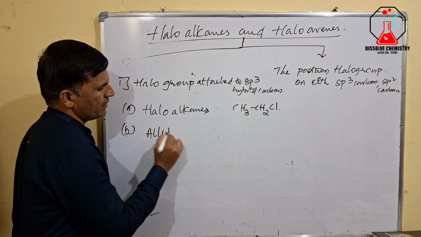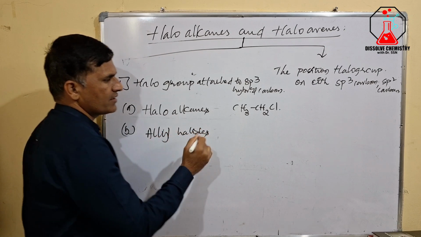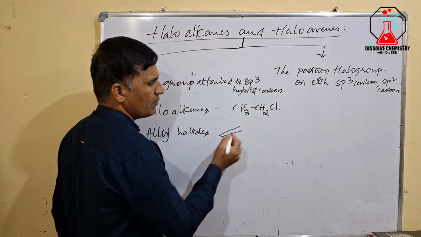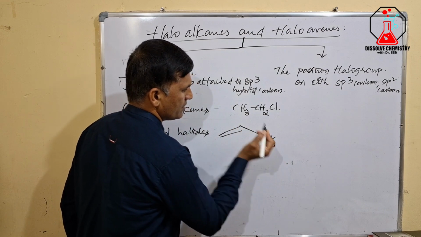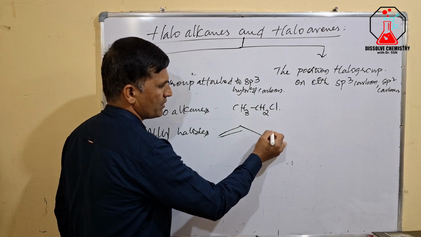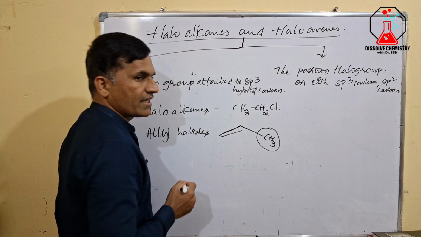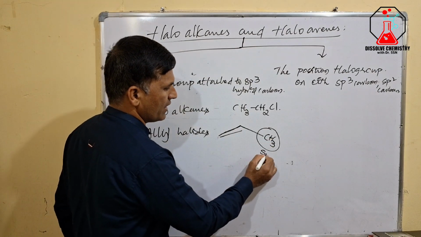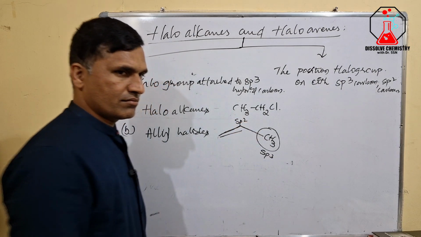allyl halides. First we will understand what is allyl group. See here, carbon-carbon double bond, then the next carbon CH3. We call this allyl group or allyl carbon. The carbon atom which is directly attached to a doubly bonded carbon is called allyl carbon, and you see its hybridization is sp3 and it is attached to an sp2 carbon atom.